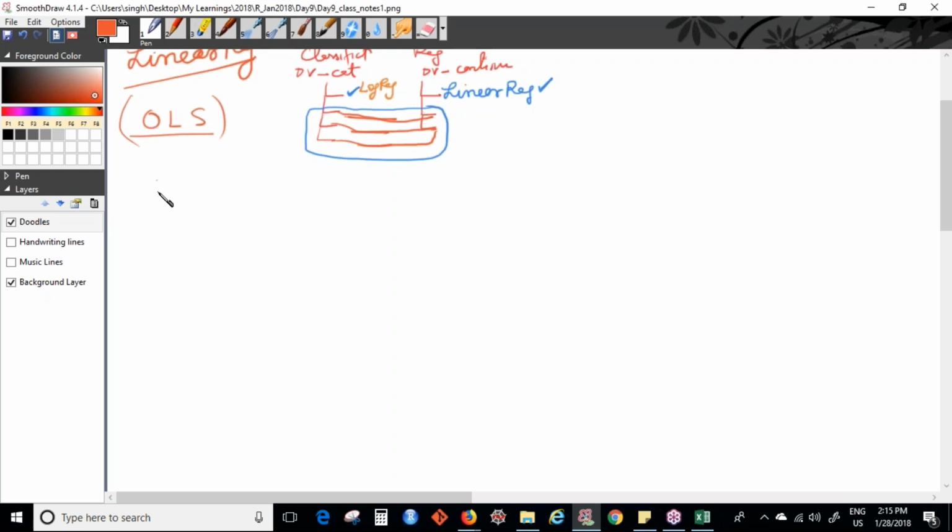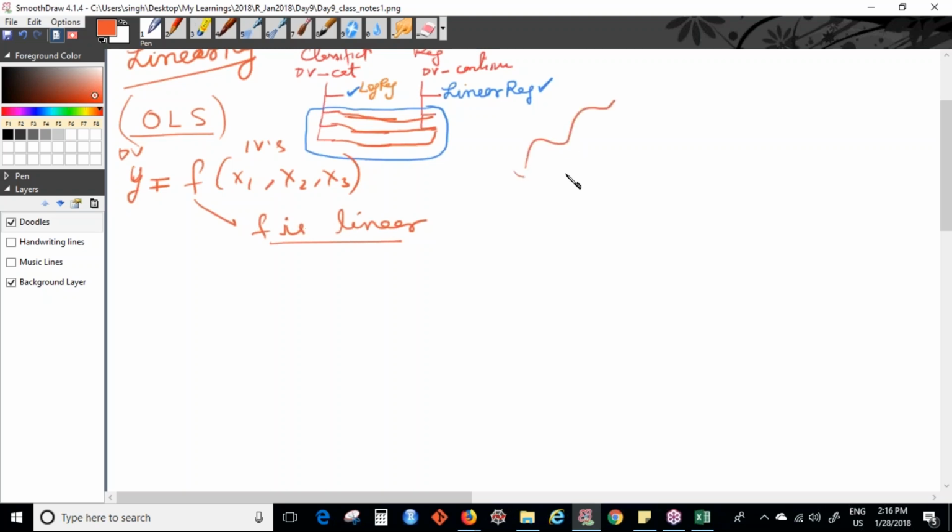What does it do? The assumption of linear regression is that the function f which defines your dependent variable with respect to the independent variables is linear. This is an inherent assumption in linear regression. So it cannot take any curve or any other shape. It has to be a straight line.